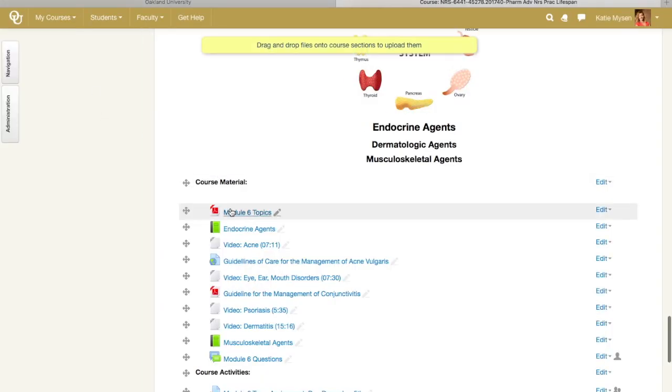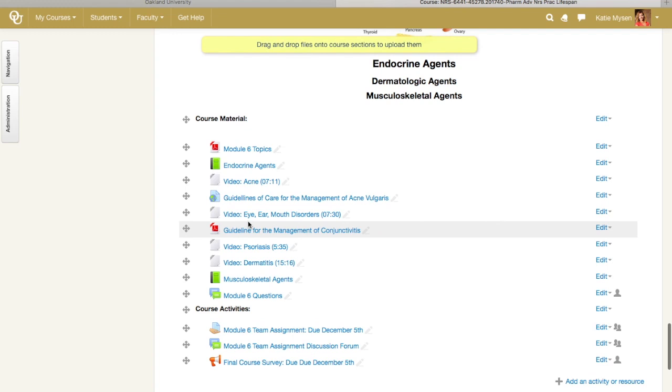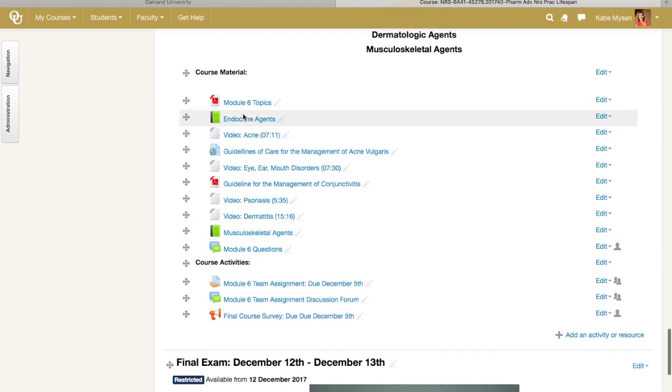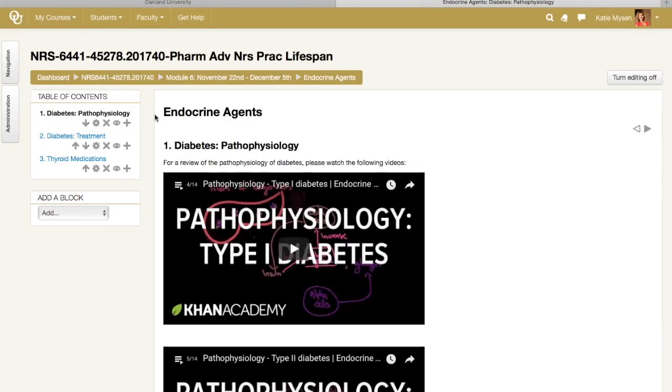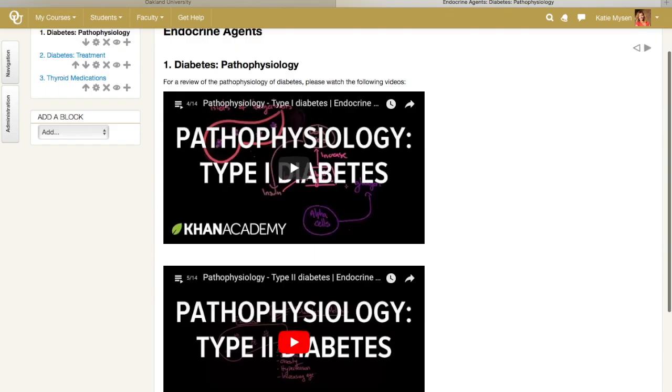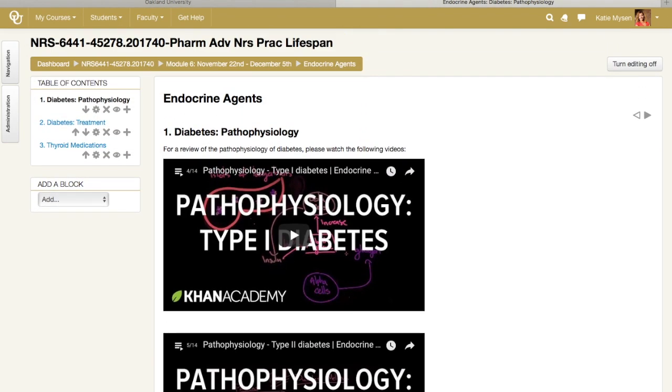And then here are the different content areas. You've got the endocrine agent book, which if you open that up, you're going to see some videos related to pathophysiology. Again, as with all of the other modules, if you already know the pathophysiology, you don't have to watch these videos. They're just really great videos that the Khan Academy puts out that I think cover the patho and really the treatment as well in a lot of detail. And honestly, they do a much better job with the technological side of the video than I think I could do. So that's why I use these videos.